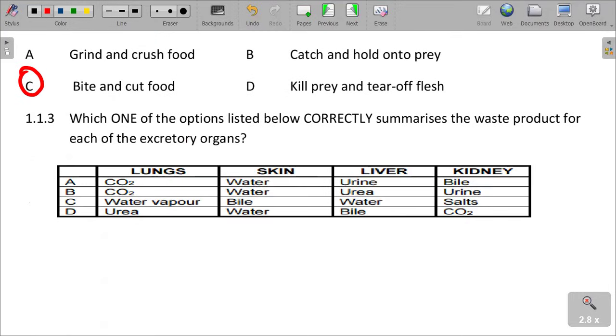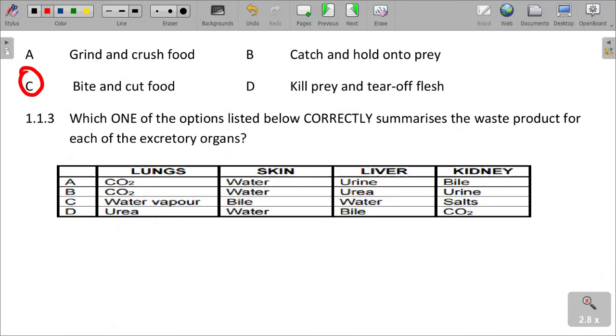Which one of the options listed below correctly summarises the waste products for each of the excretory organs? So we are given the excretory organs here, and each one of them has its own specific waste product that it produces.